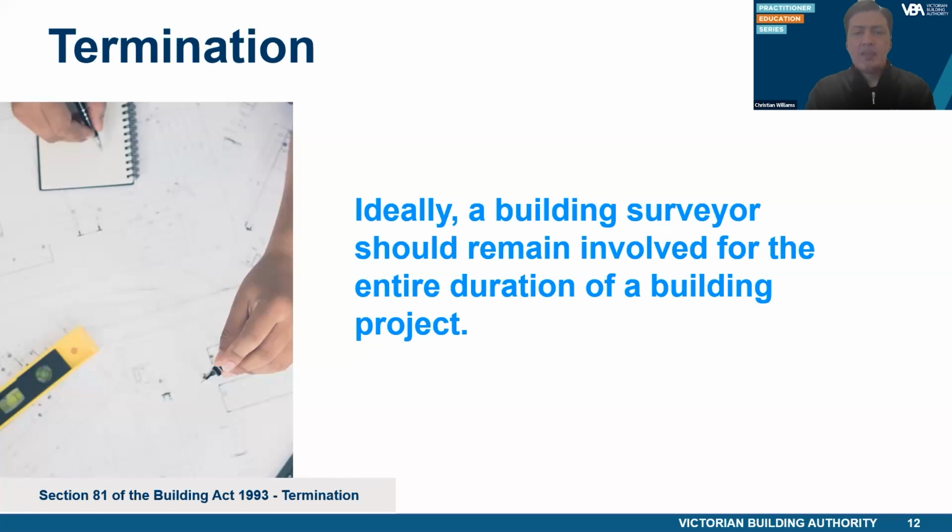The VBA will only accept an application to terminate the appointment of a private building surveyor in limited circumstances. This is because when implementing building standards, a building surveyor may need to make difficult decisions that conflict with the wishes of a builder or an owner. Disagreeing with the decision of the building surveyor is not sufficient grounds for termination. If you disagree with the decision of a building surveyor, you can appeal to the Building Appeals Board. A request to terminate will not be granted if there's a dispute about enforcement action.